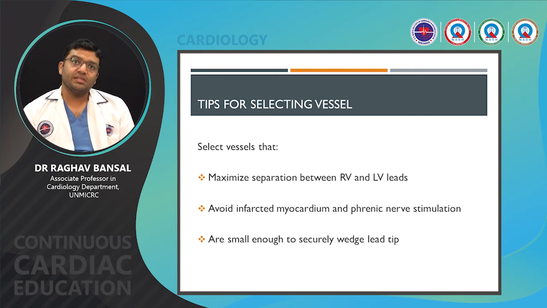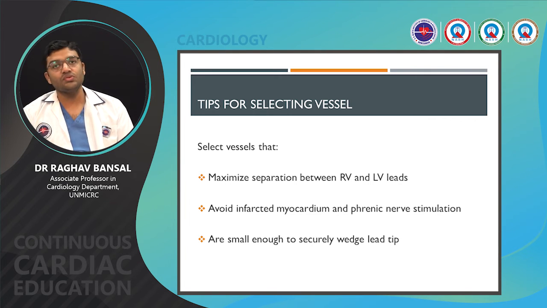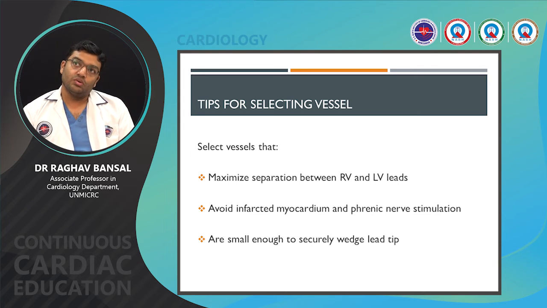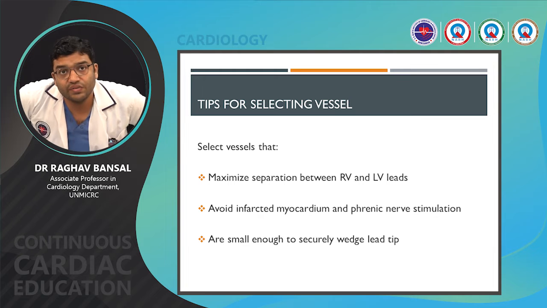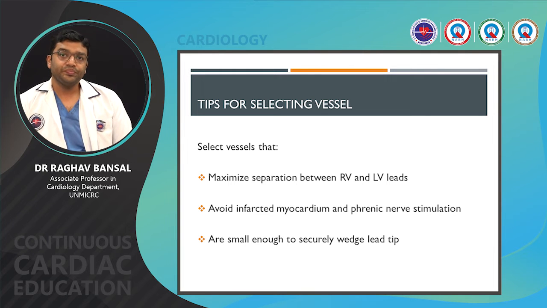So select vessels that maximize separation between the RV and the LV leads. This can be seen in the steep LAO views if your lab allows, and avoid infarcted myocardium and phrenic nerve stimulation. So you should always have a look at the echocardiogram before doing the procedure and see where the LV scar is. If you know where the significant scarring of the left ventricle is, you should try to avoid those areas. Sometimes these scars may be seen as a calcified region on the fluoroscopy also.